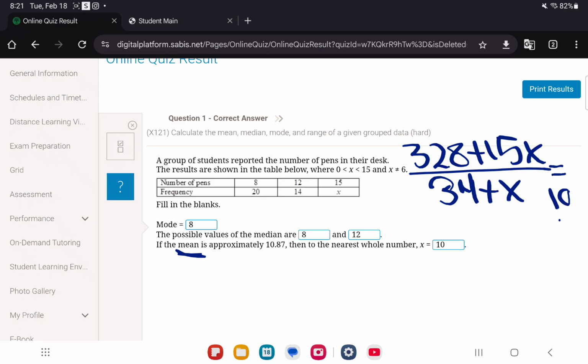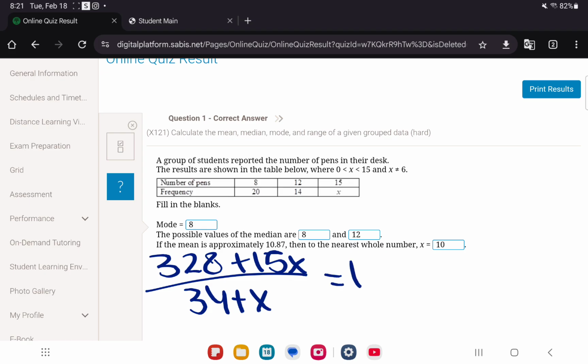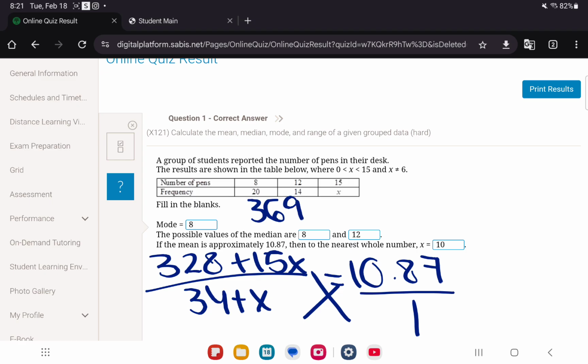10 point, okay, why don't I have space? Let me write it down. 328 plus 15x over 34 plus x equals 10.87. Okay, now let's cross multiply. You get what's 34 times 10.87? It's 369.58. Okay, I'm doing this on my calculator, by the way, so you can also do it at home.